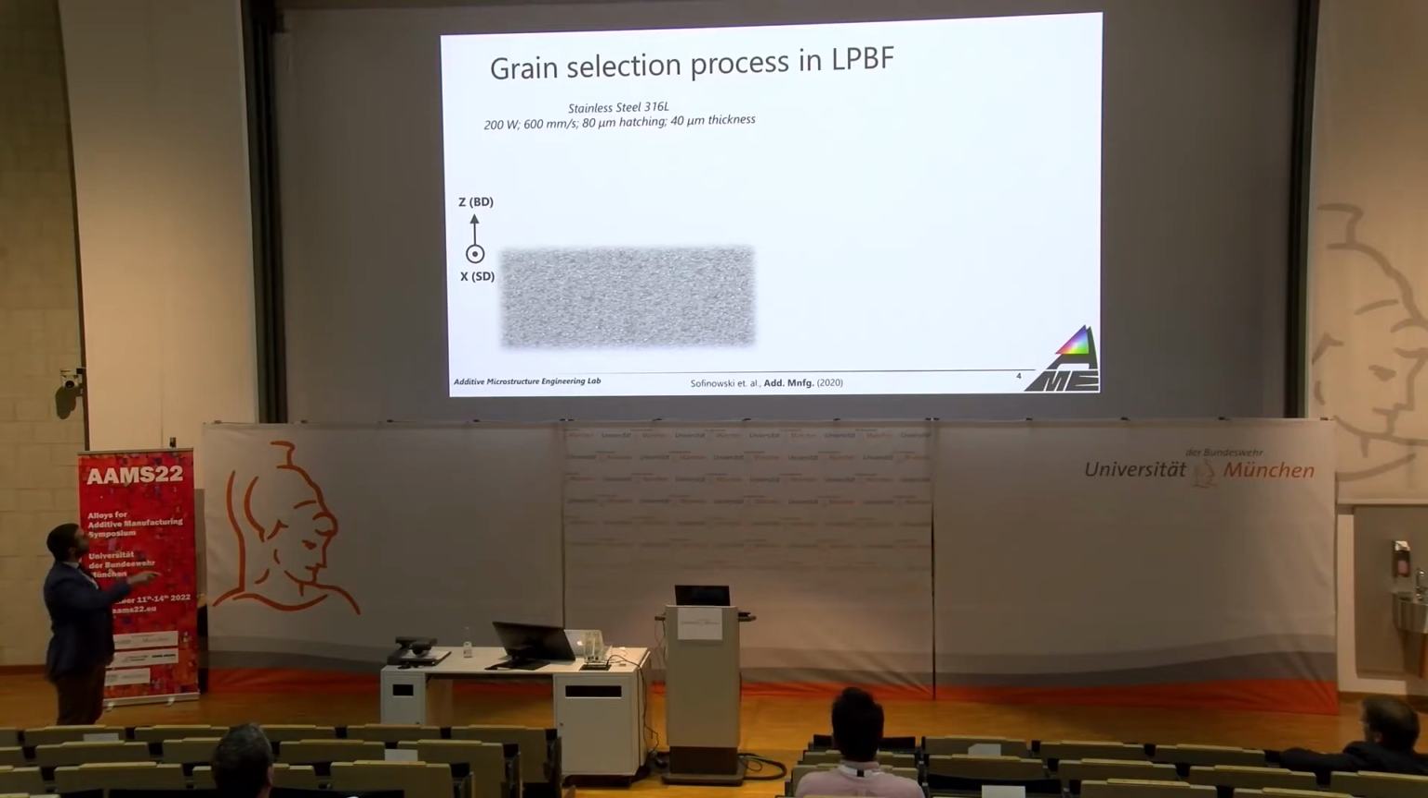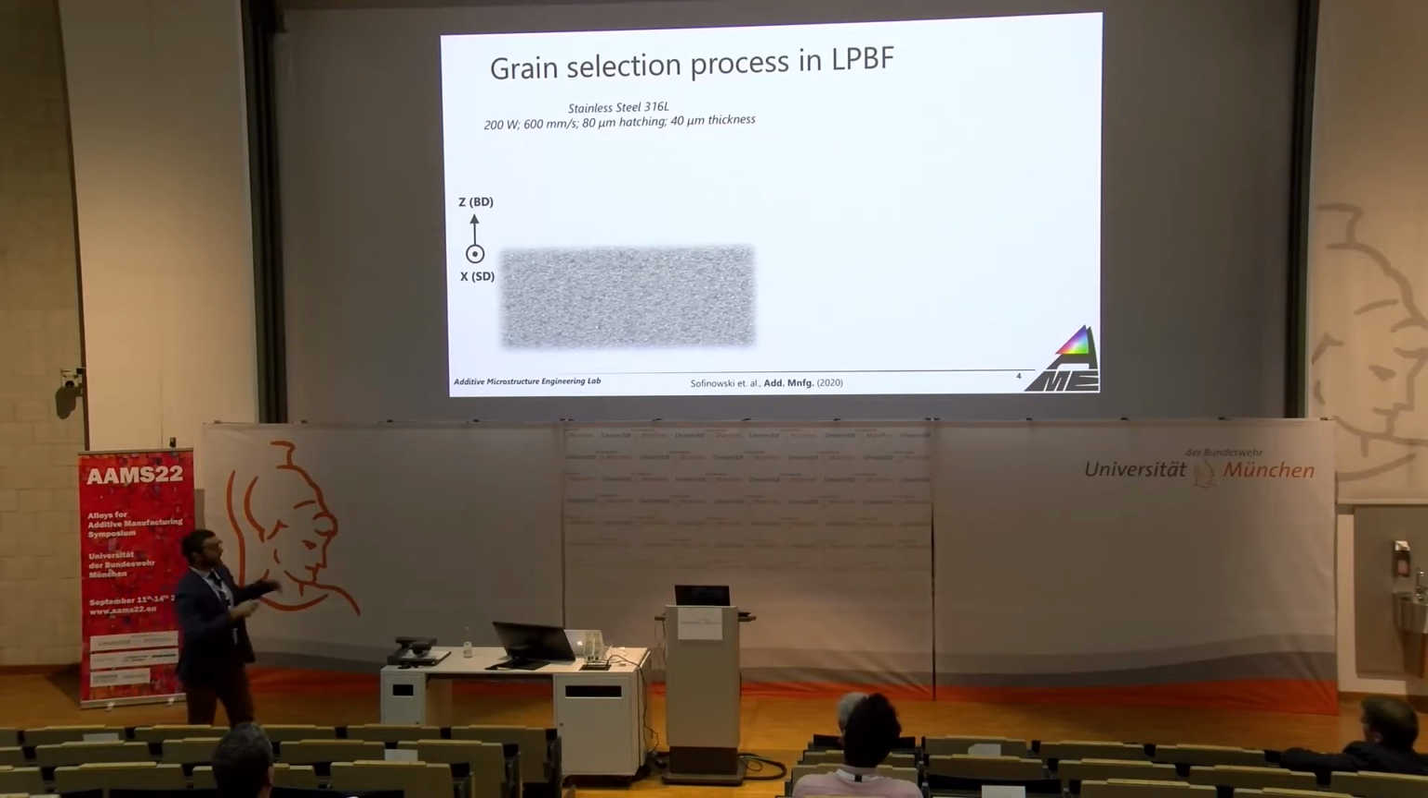So this is a schematic view of the powder layer. So you're looking at it in cross-section, which means this is the build direction, and X is the direction along which the laser is scanning in and out of the page, right?